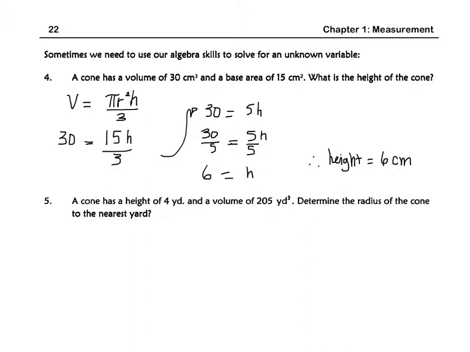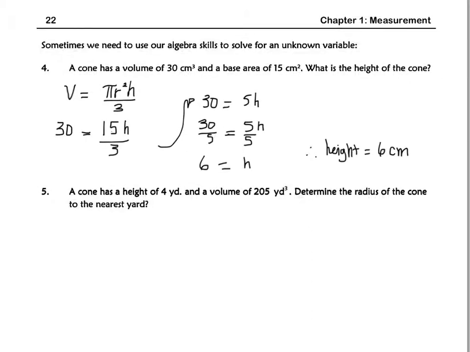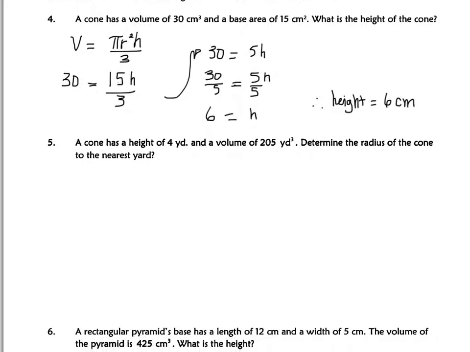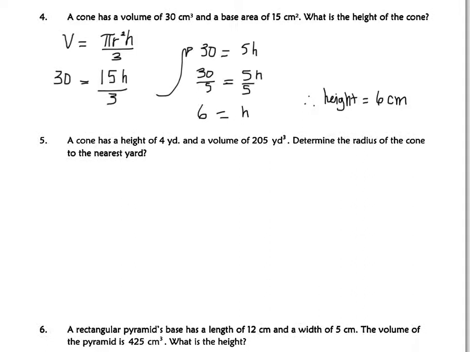Number 5, a cone has a height of 4 yards and a volume of 205 yards cubed. Determine the radius of the cone. So we know the volume of a cone again is pi r squared times height divided by 3, and we know that this is 205. We don't know what the radius is, that's what we're trying to find. We do know that the height is 4, and we divide that by 3, and we get 205.